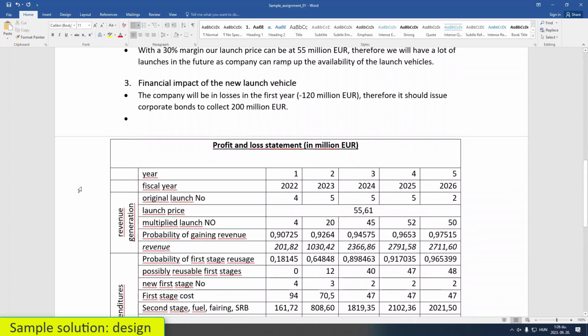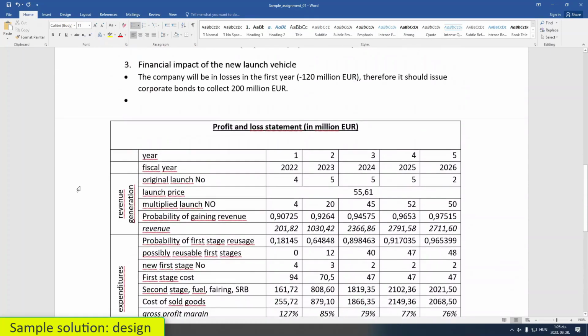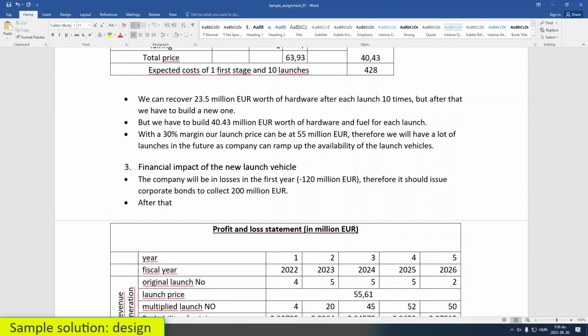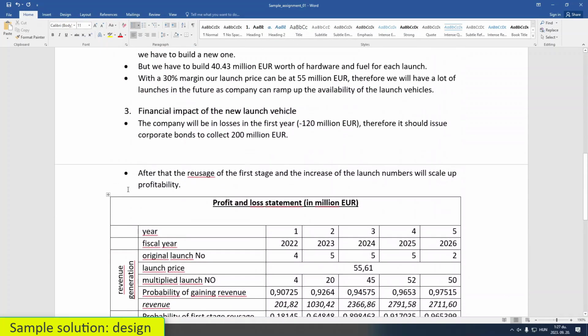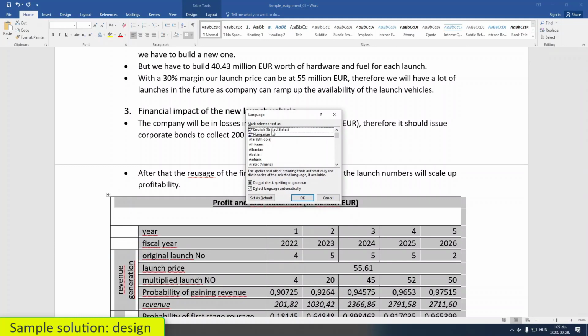Should issue corporate bonds to collect 200 million euros, and after that, after the reuse of the first stage and the increase in the launch numbers, will scale up the profitability. That's good. Okay. So this is what we had to do for today.